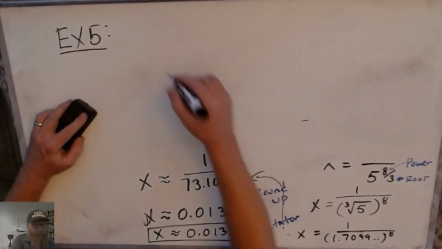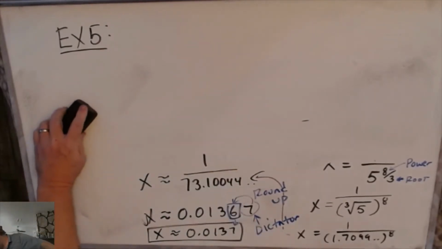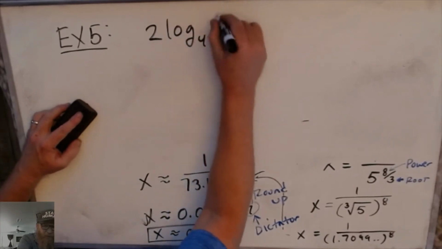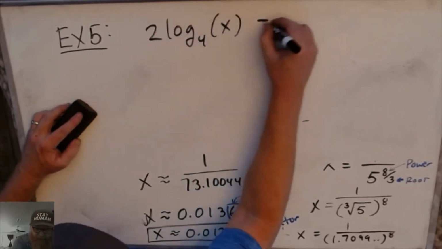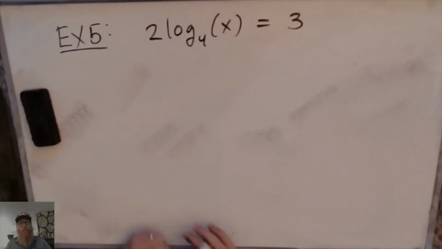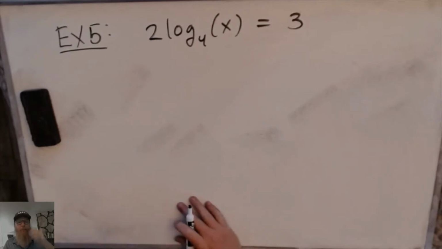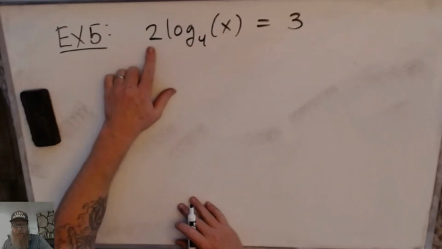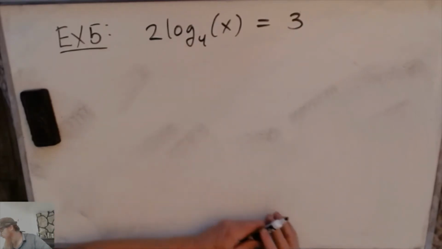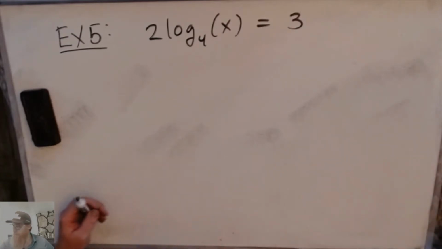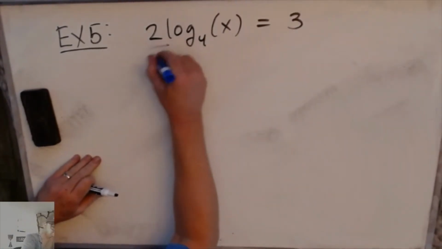How about this one? 2 log base 4 of x is equal to 3. Before you apply any exponentials, make sure you get rid of any multiplications or divisions or additions or subtractions. So we're going to divide both sides by 2.